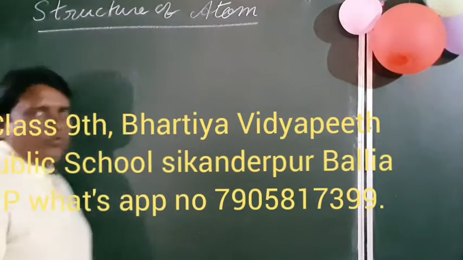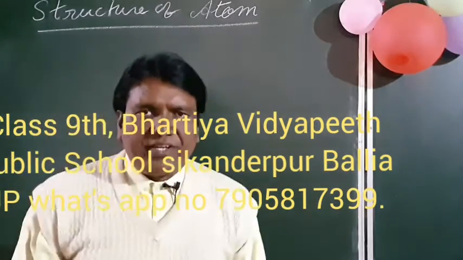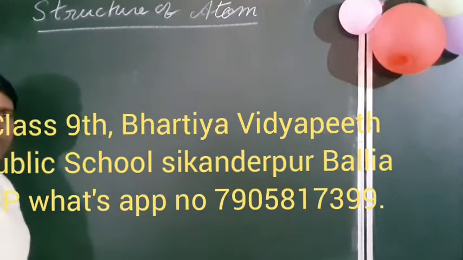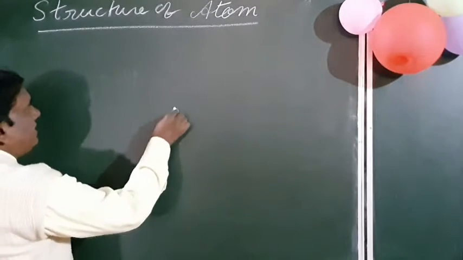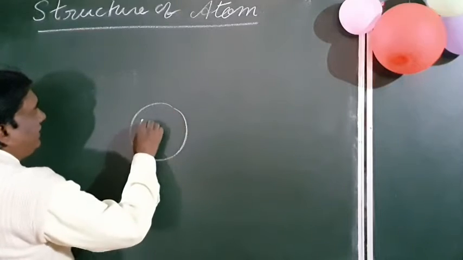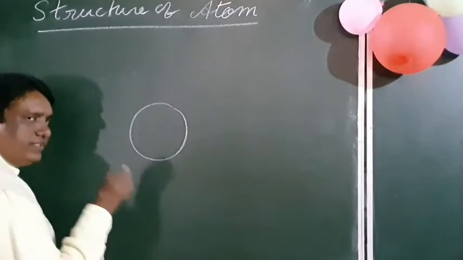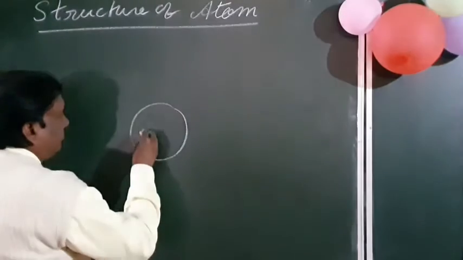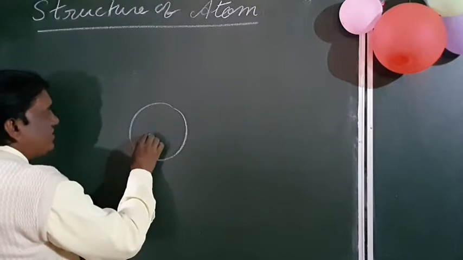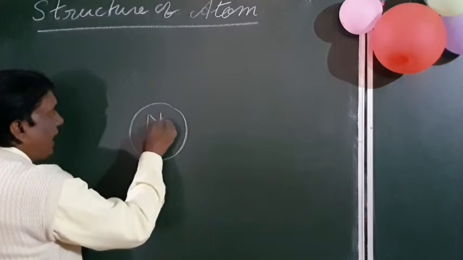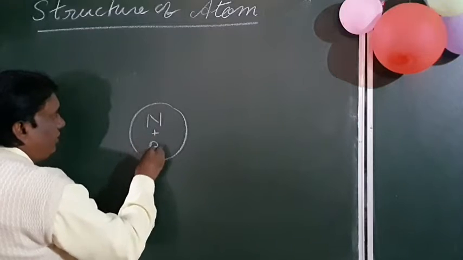Hello friends, today we will learn about the structure of an atom, how to draw a modern structure of an atom. So, look here, there is a spherical ball-like nucleus present at the center of the atom. This is called the nucleus. Nucleus is made up of neutron and proton.